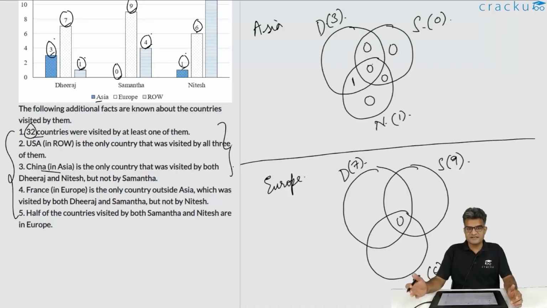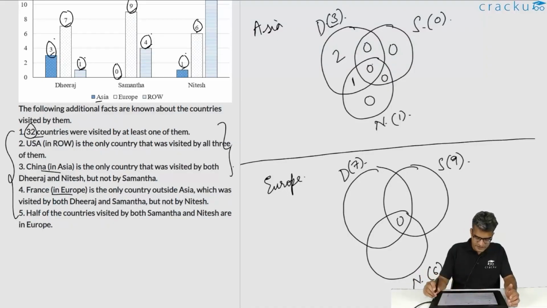Similarly, the number of countries in Asia that Dheeraj visited alone is 2. Because the total number of countries that Dheeraj visited is 3, and we got one overlap of 1, the remaining 2 have to be visited by Dheeraj alone. So in fact, we know the total split of all the countries in Asia.